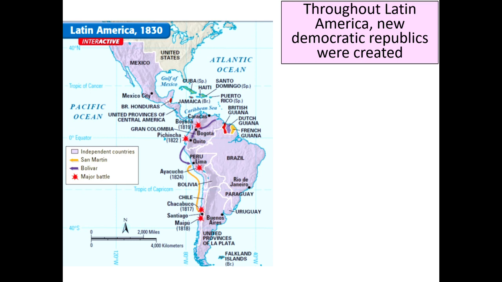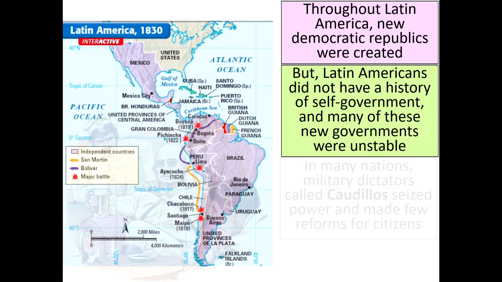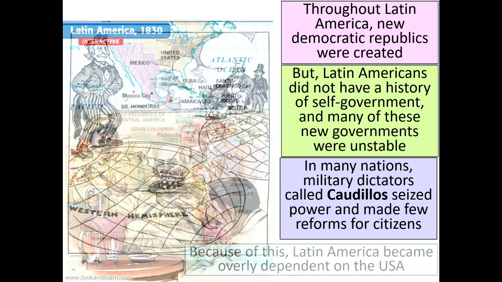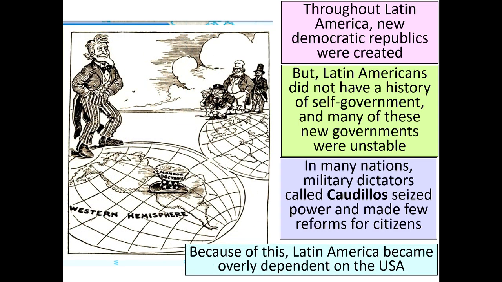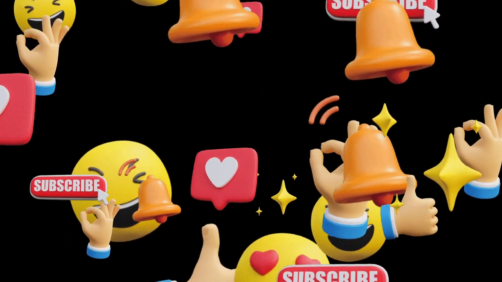Throughout Latin America, new democratic republics were created. But Latin Americans did not have a history of self-government, and many of these new governments were unstable. In many nations, military dictators called caudillos seized power and made few reforms for citizens. Because of all this, Latin America became overly dependent on the USA.